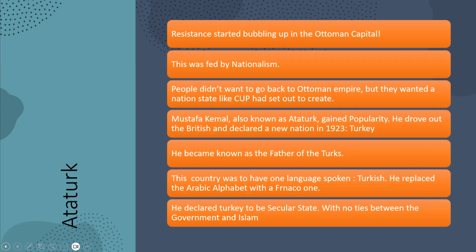This country was to have one language instead of the many spoken, because earlier people used to talk in a different language over there. But he said, no, from now on, we're going to talk one language, and that will be Turkish. One language. He replaced the Arabic alphabet with the Latin one. He declared Turkey to be a secular state with no ties between the government and Islam.